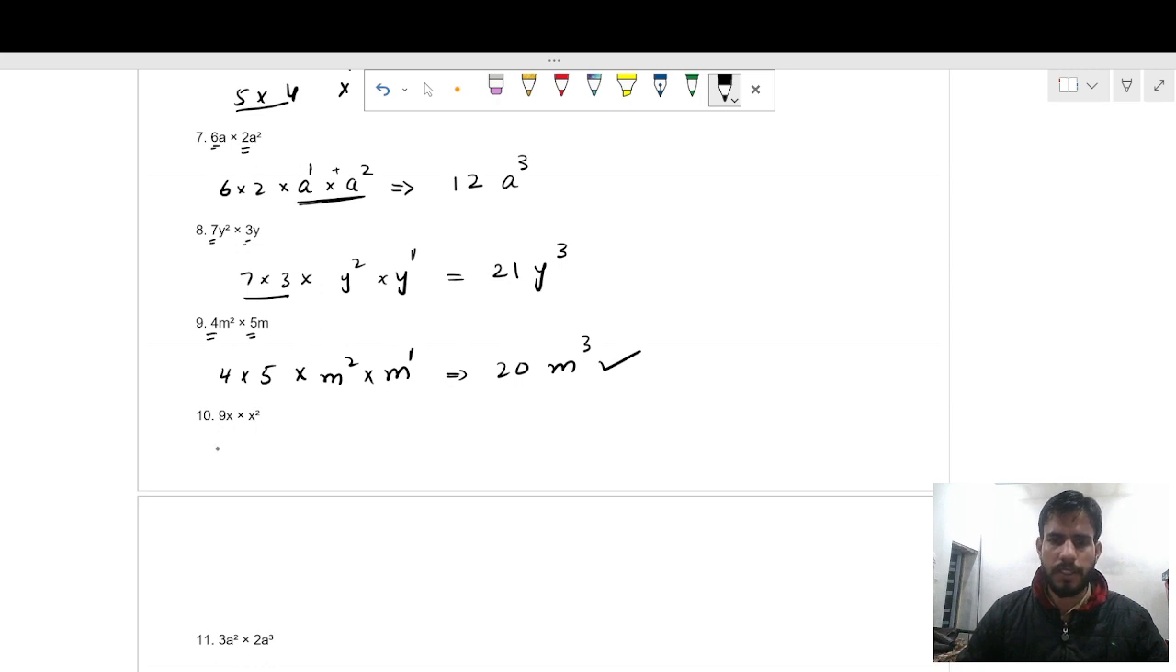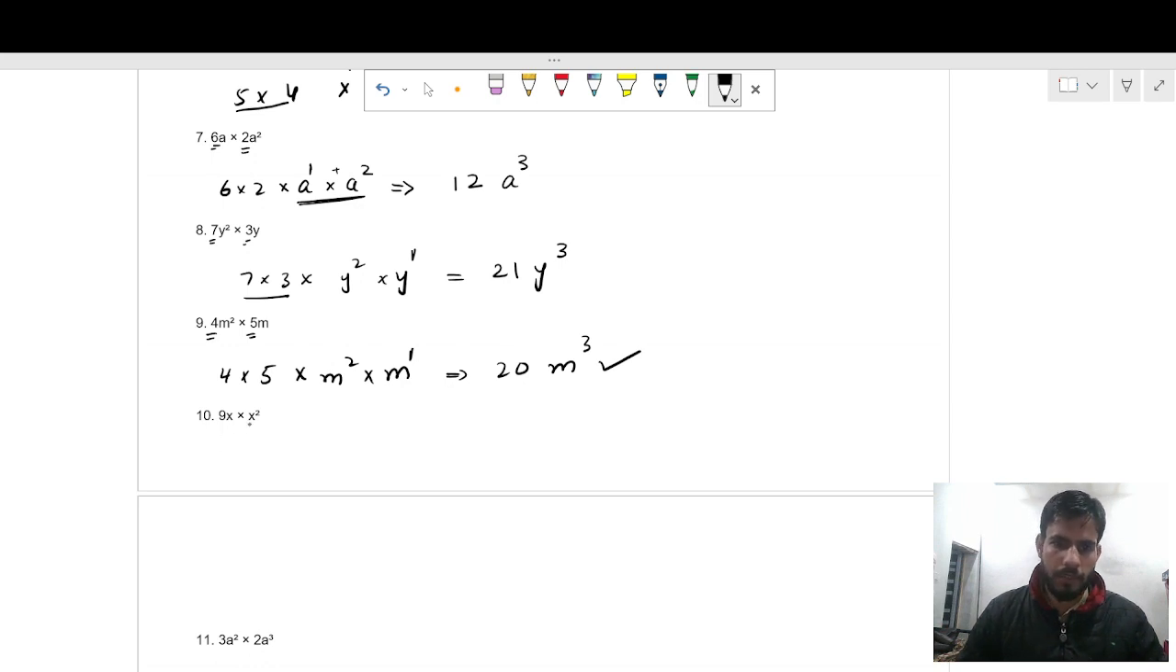Okay, next question, you can pause the video and solve on your own, then you can check with the solution after I solve it, and similarly you can move on to the next question. Pause the video, solve the question first, and then see the solution.